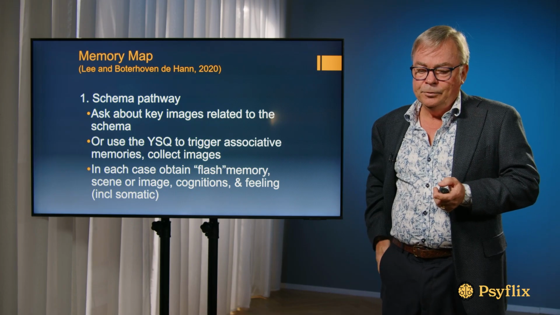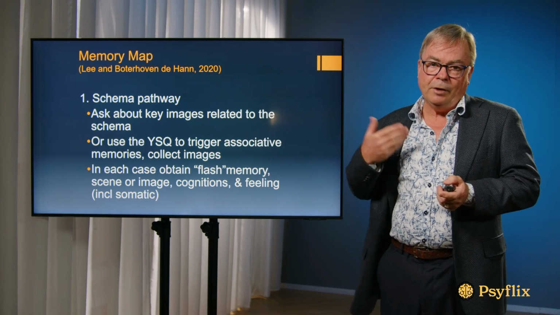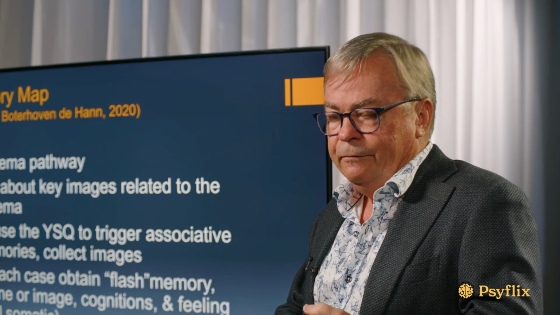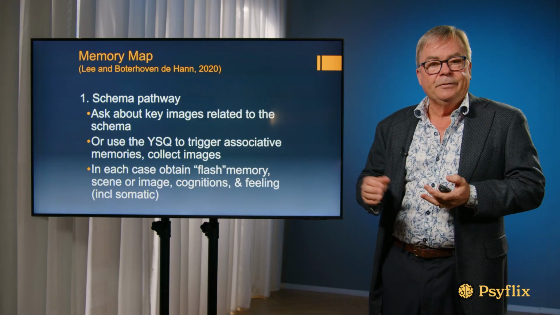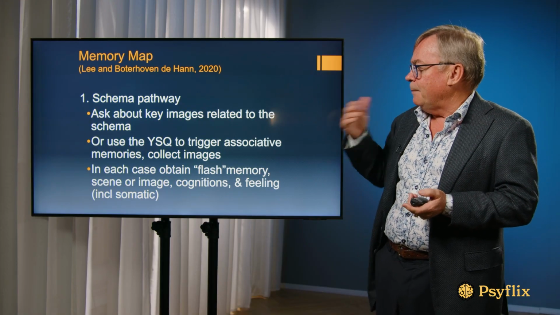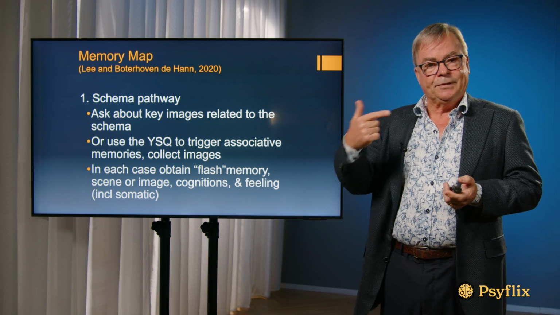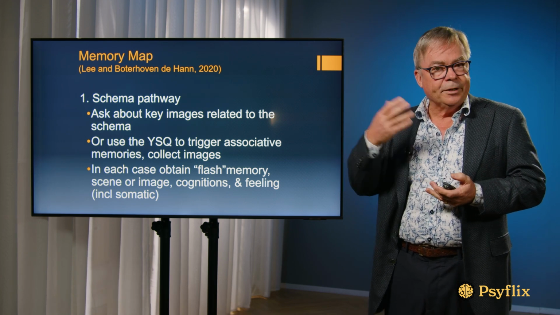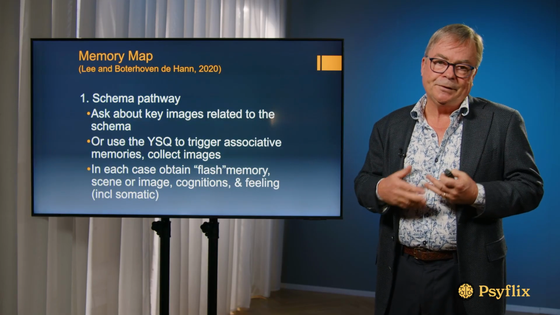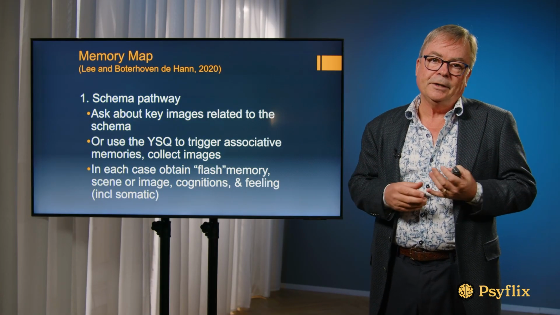Now that leads me to talk about the actual construction of the trauma map, or memory map. There are three possible pathways for the development of this map. The first one is through a schema pathway. Once you have decided with your client what the schema is, you can simply ask them, this idea that you're worthless, that you're bad, when did that begin? Or you could ask, where did you first learn the idea that you're worthless or bad?